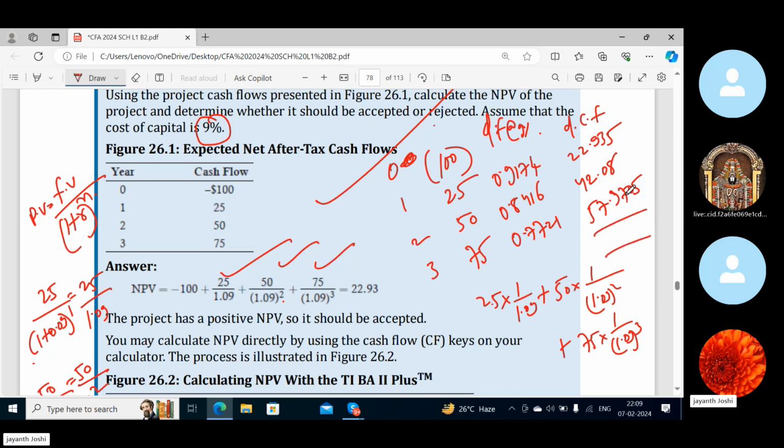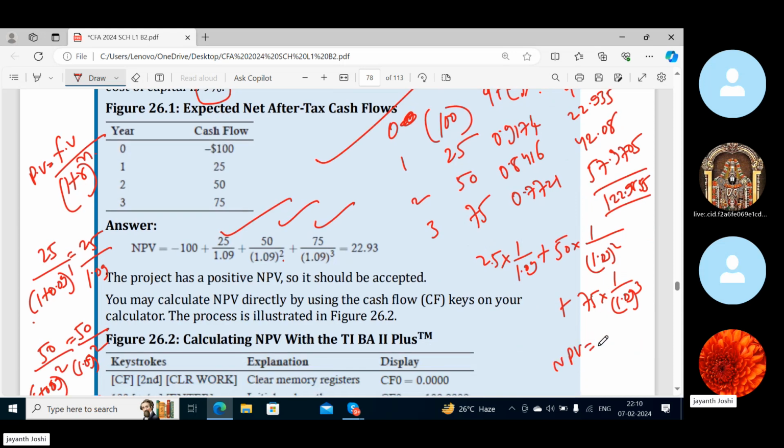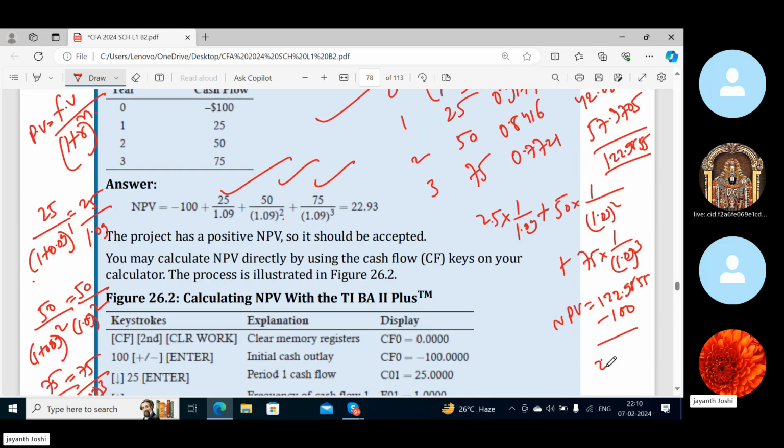Now you have to multiply these three. You have to add all these three values. And the investment is 100. So NPV would be 122.9855 minus 100, which is 22.98. That is the answer. It's almost nearby.